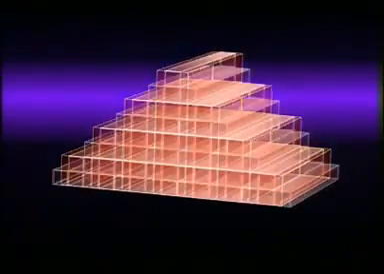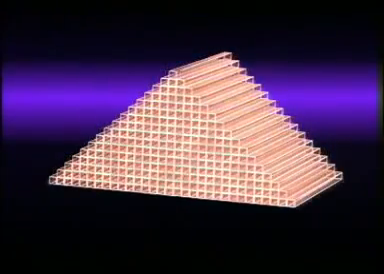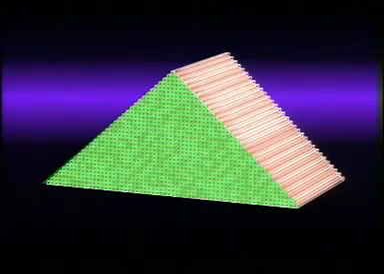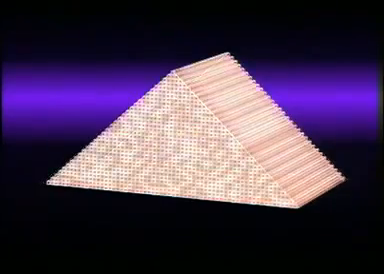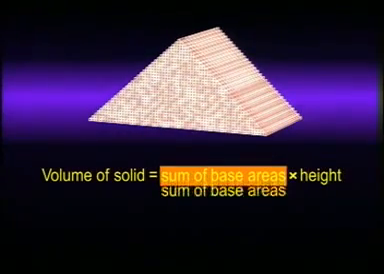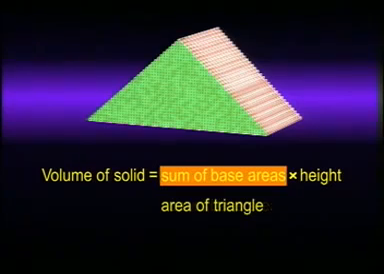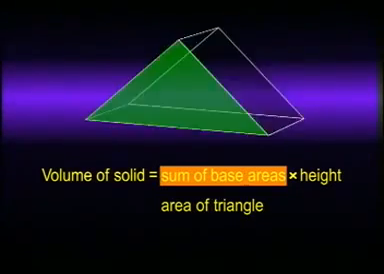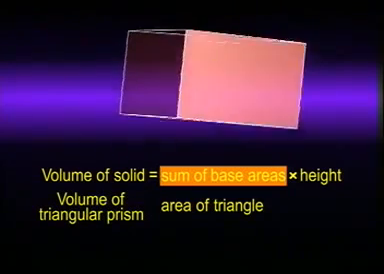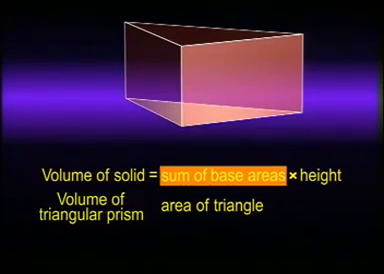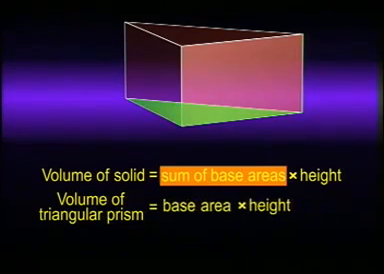If each cuboid is further divided into smaller cuboids, the base of the solid is close to a triangle. So the solid will be close to a triangular prism. In other words, the total sum of the base areas is about the same as the area of a triangle. And its volume is about the same as that of a triangular prism. Therefore, the volume of a triangular prism equals the area of the triangular base times the height. In other words, its base area times height.